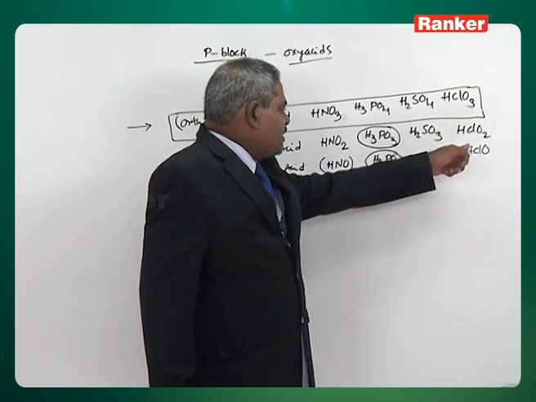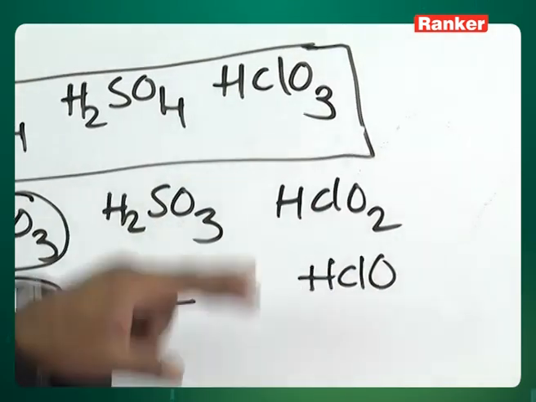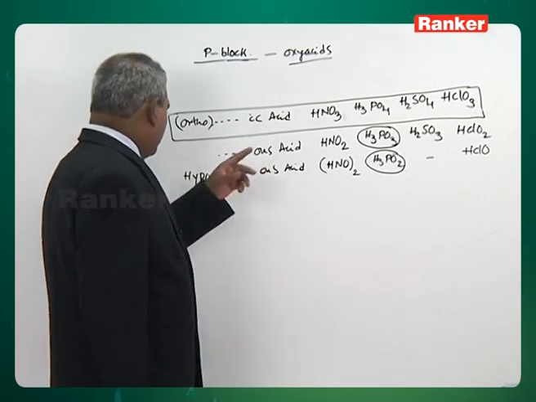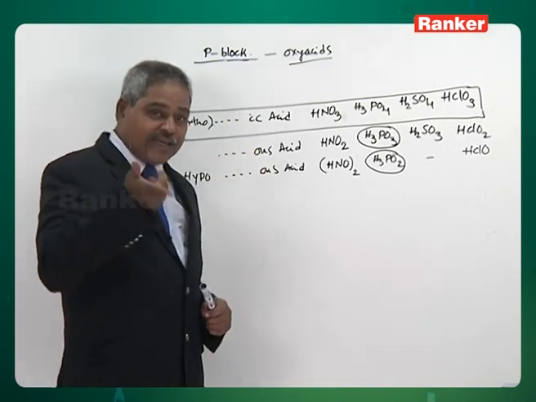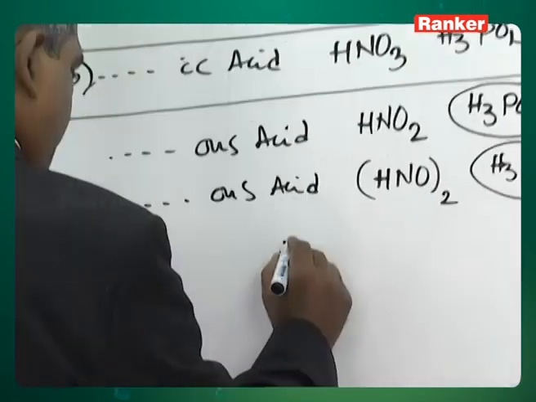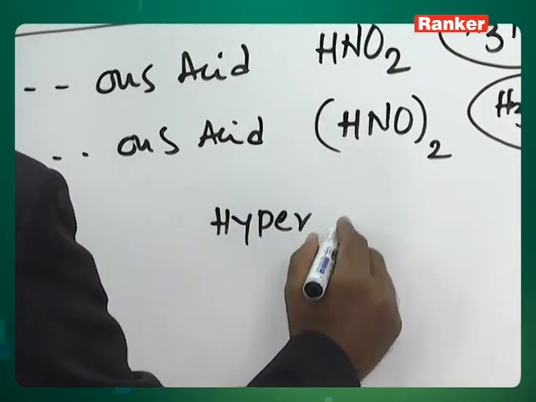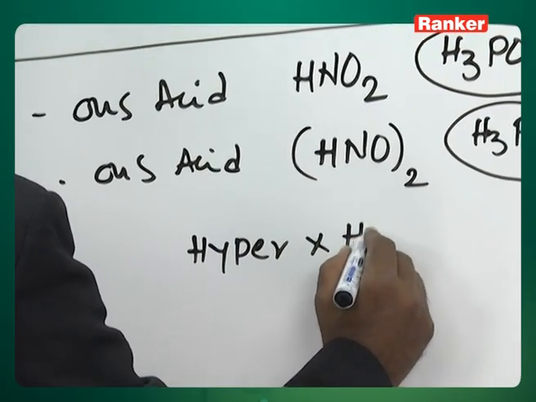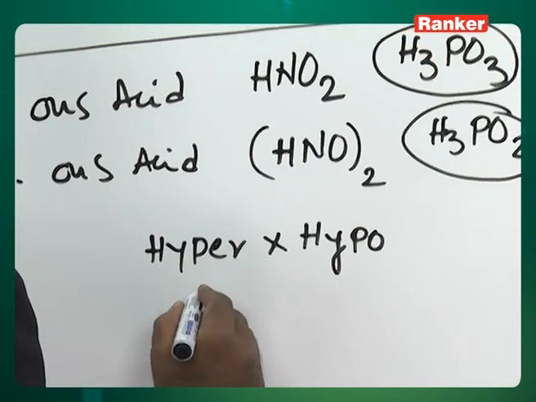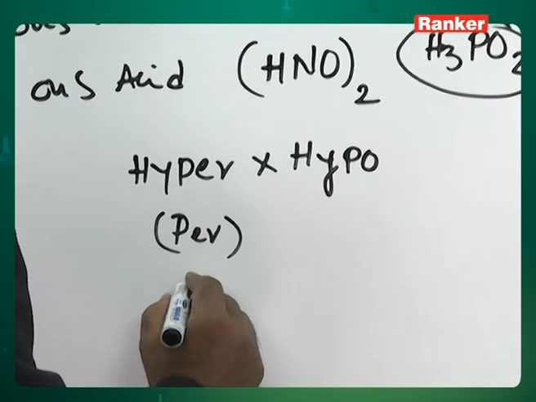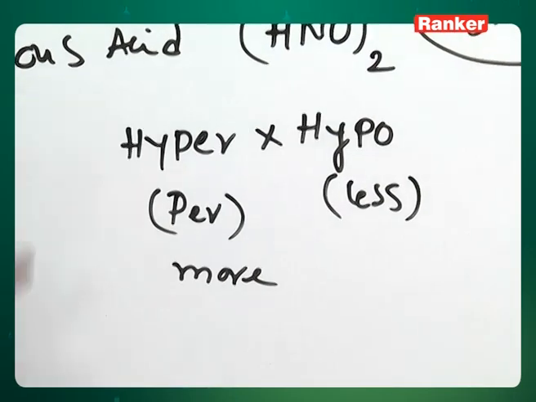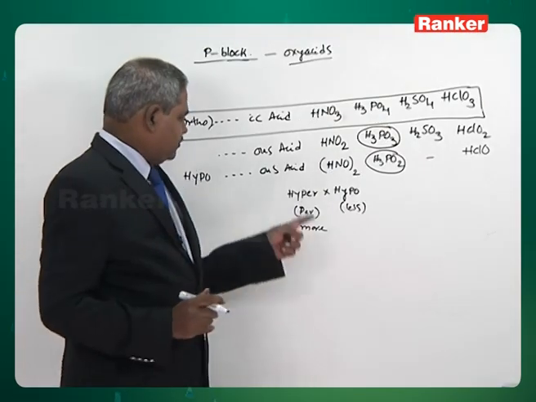Chloric, chlorus, hypochlorous acid. The ic, the us and the hypo. In fact, hypo means less, the opposite of hyper. Hyper, hypo. Hypo means less. Hypertension, high blood pressure. Hypertension.